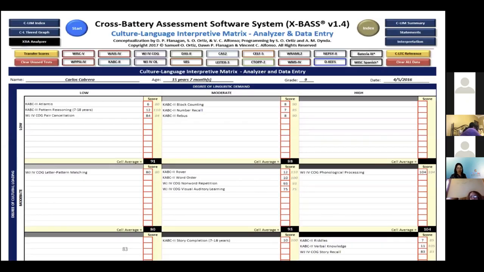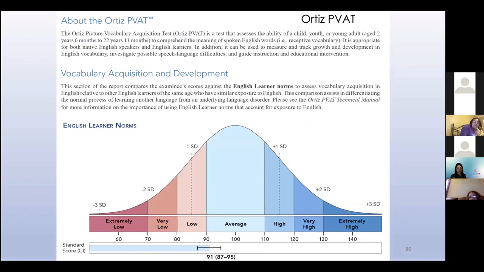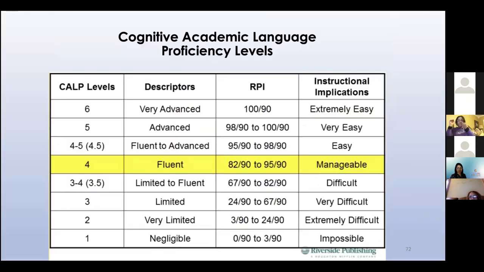So depending on whether the child is fluent, if they're fluent or better, then I can give everything in English and it's great. When they're limited to fluent, I use English. If I'm testing somebody from Portugal or another language, I may test in that language if they're limited to fluent. If they're limited, I may even, but interpretation is going to matter, right?